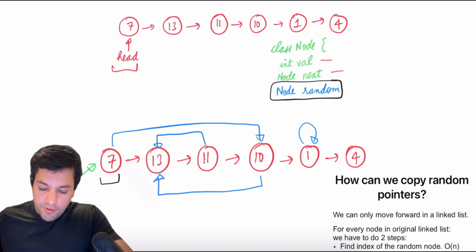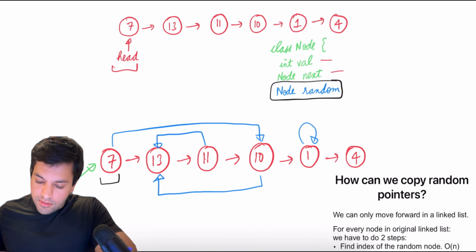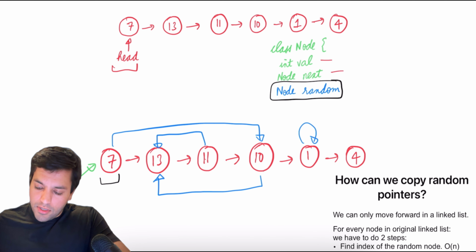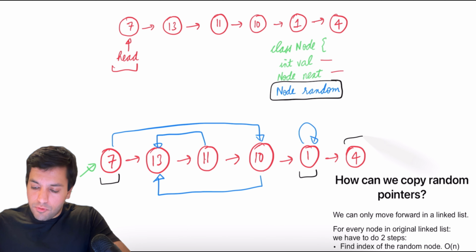So for example, 7.random points to node 10, node 13's random pointer is null, 11.random is 13, the random pointer of node 10 is pointing to node 13 again, the random pointer of node 1 points to itself, and the random pointer of node 4 is null.